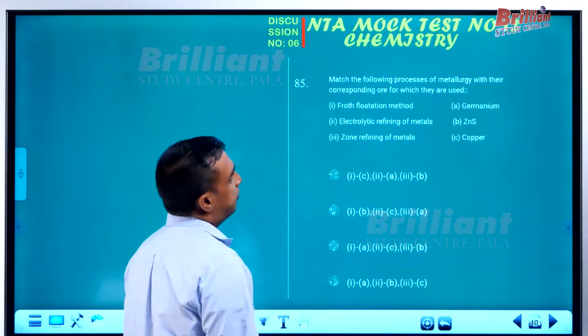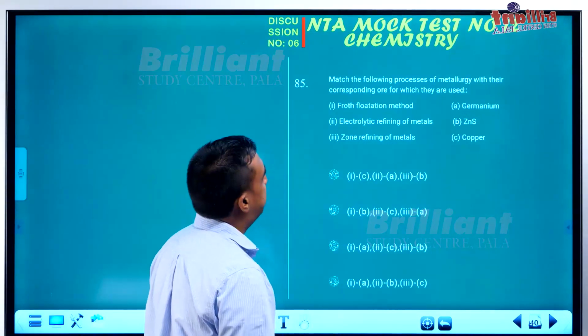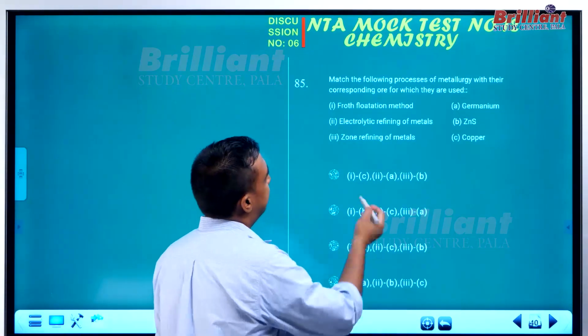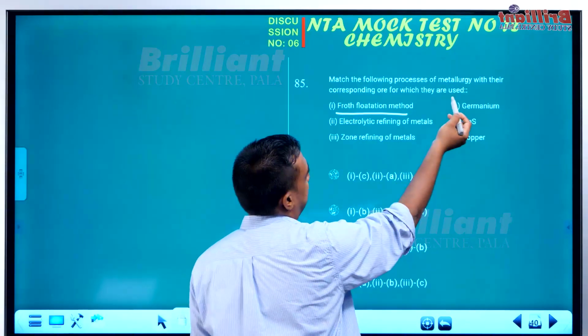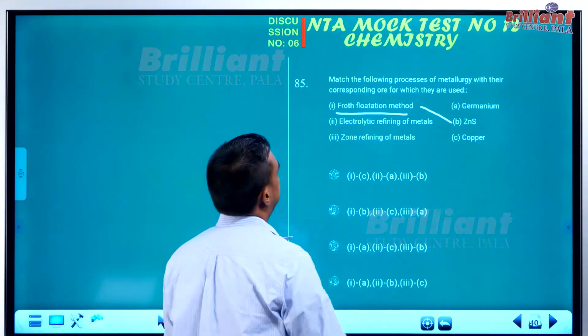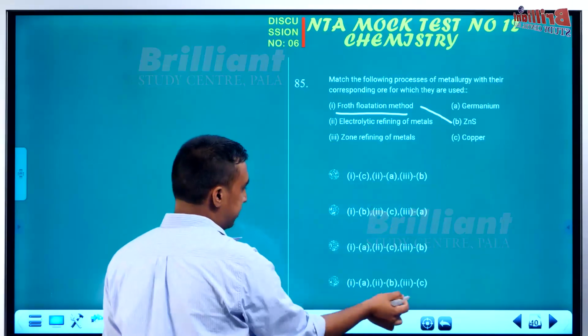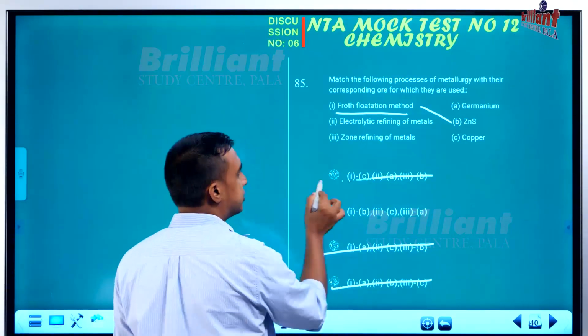Now match the following processes of metallurgy with their corresponding ores for which they are used. Seeing froth flotation, we know it must be a sulfide ore. So it has to be zinc sulfide. So one should match with B. Automatically this and this go wrong.